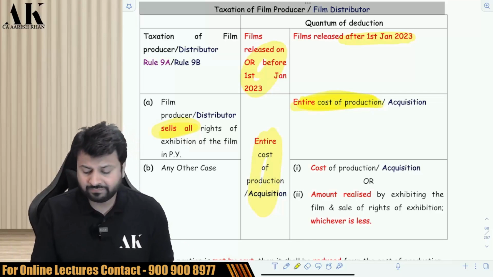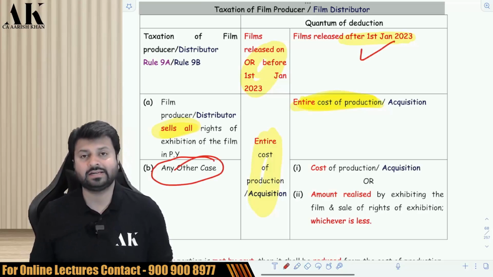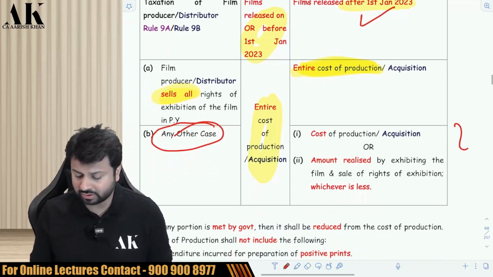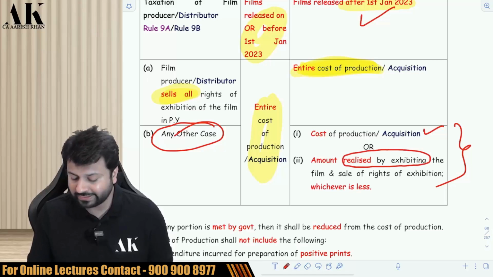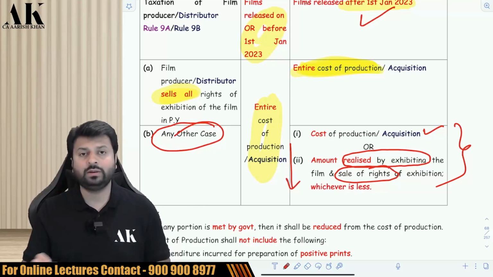But if the film is released in the last 90 days and you do not sell all the rights, then you have to recognize the cost as whichever is less. Whatever is your cost of production, compare with whatever money you have earned by showing the film in the movie and by selling the rights to the exhibitor. Take the total of both. Whichever is less will be allowed as deduction.